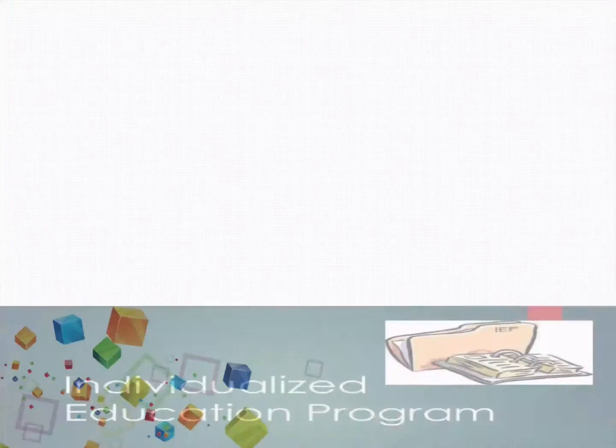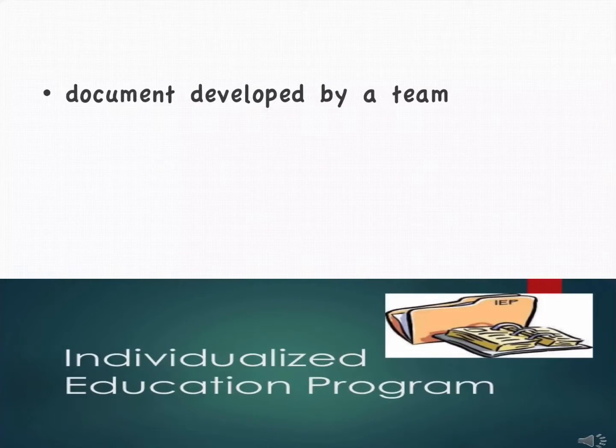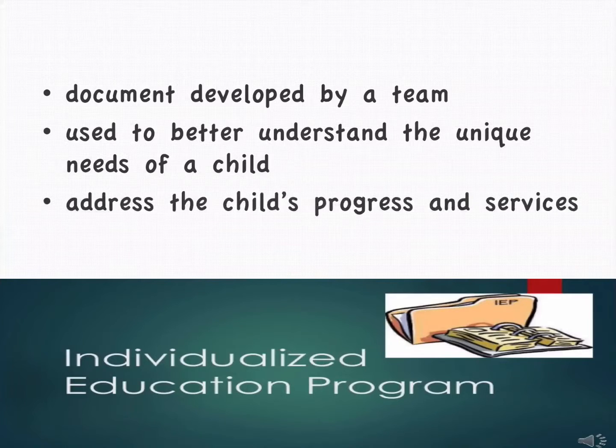IEP stands for Individualized Education Program, which is actually the document that is developed by a team from the child's attending school system who have a direct relationship to helping the student with special needs to be able to reach his full potential. And the IEP is also used to better understand the unique needs of a child in order to succeed in his education. Another one is that the IEP is actually there to serve as a roadmap to address the child's goals, progress, and services.